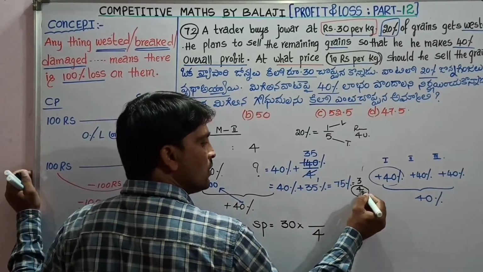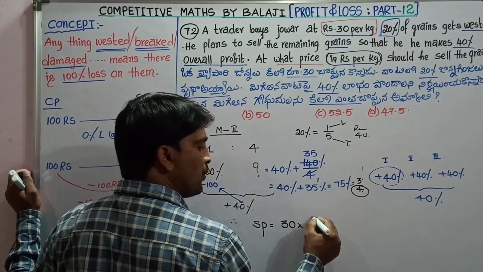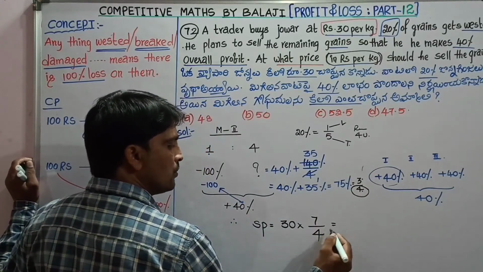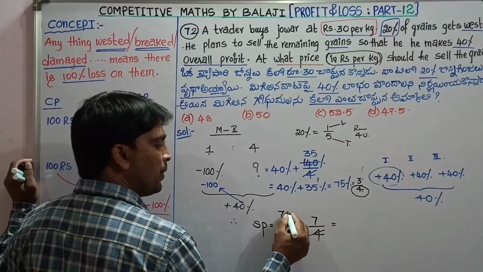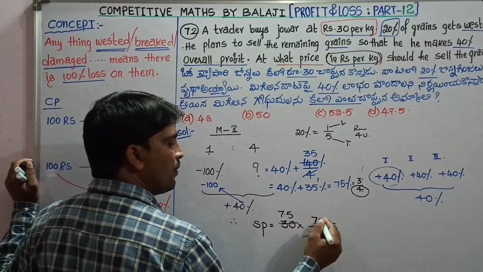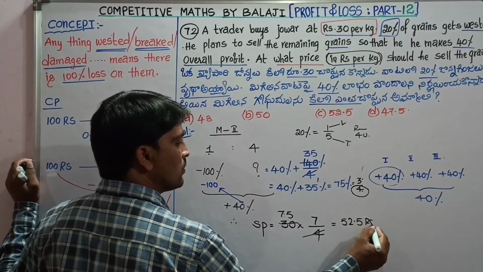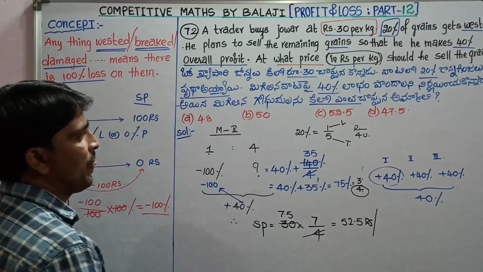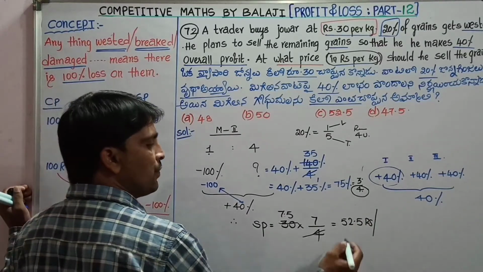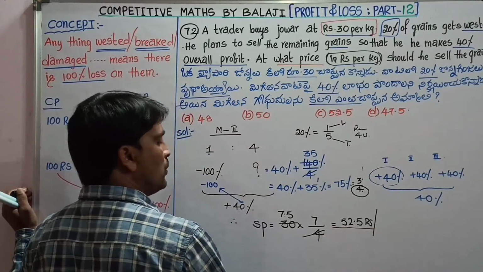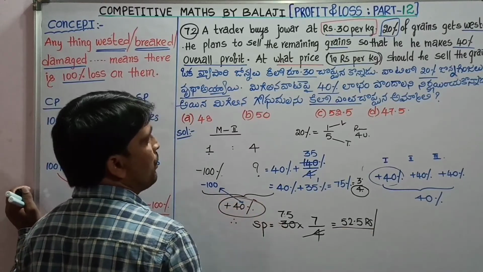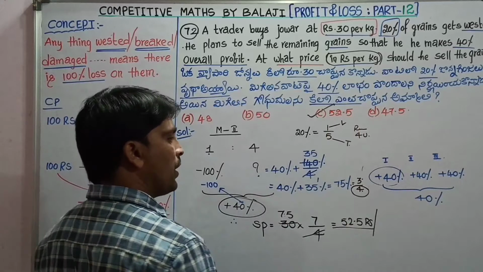Then selling price is cost price plus profit, 7 units. That is equal to 4 ones are 4, 7.5 into 7, that is 52.5 rupees. So we have to sell the remaining grains at 52.5 rupees per kg to get an overall 40% profit. So the answer is C.